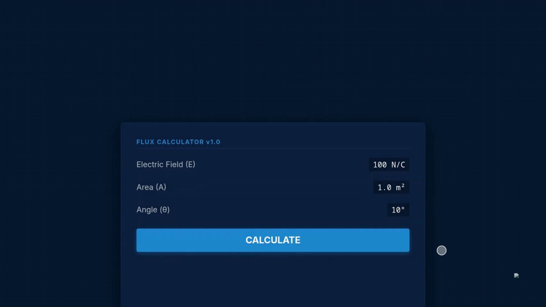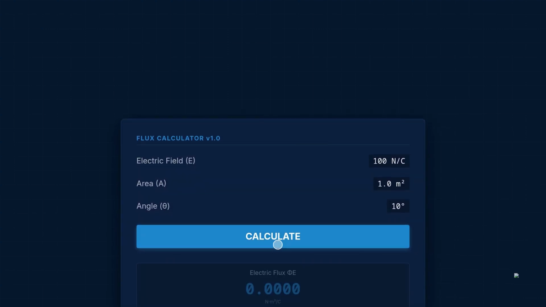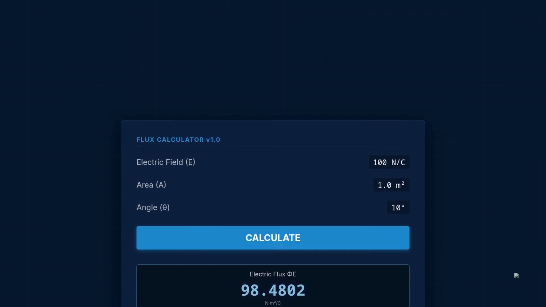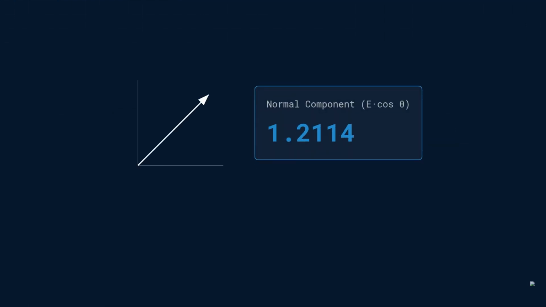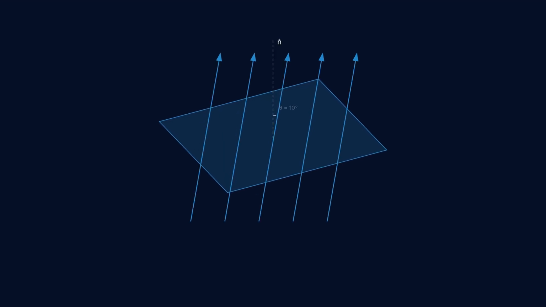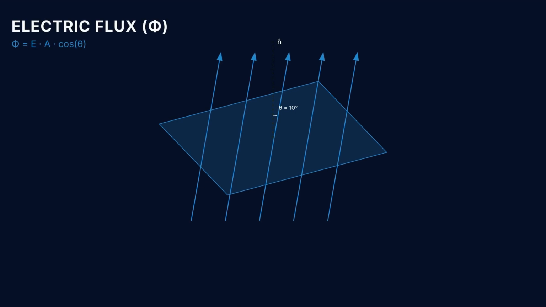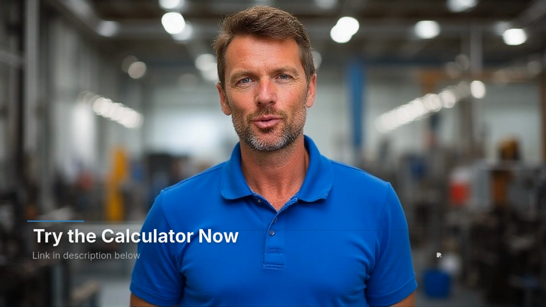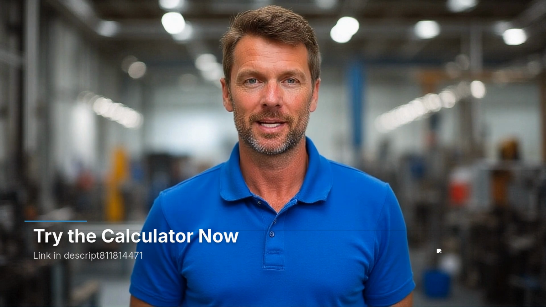After clicking Calculate, the results show electric flux Fe equals 98.48808 newton meters squared per coulomb. The normal component, E times cosine theta, equals 9.8481 newtons per coulomb. The interpretation explains that the field is at an oblique angle to the surface, so only the perpendicular component contributes to flux. This tool streamlines electromagnetic calculations for engineering applications.